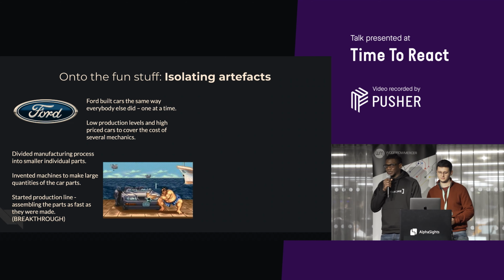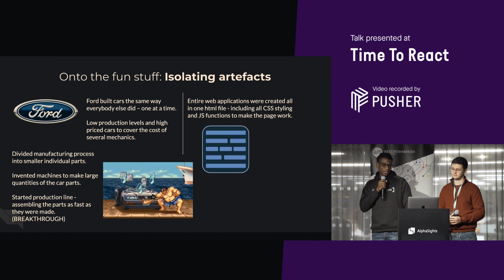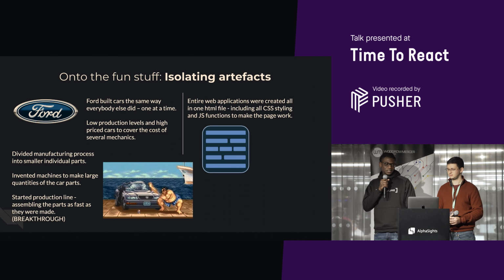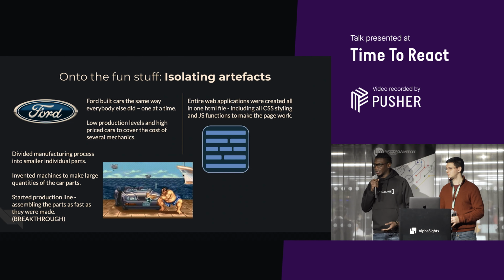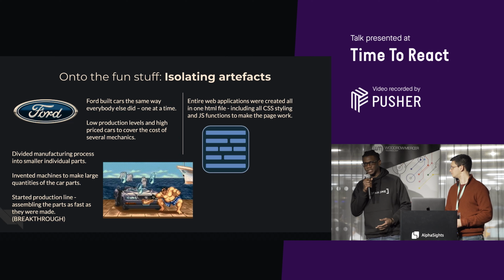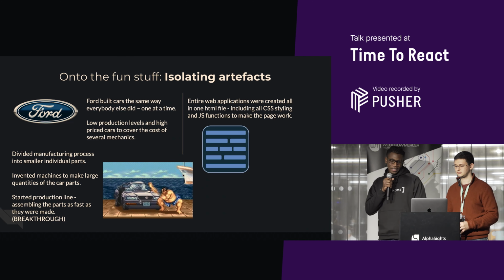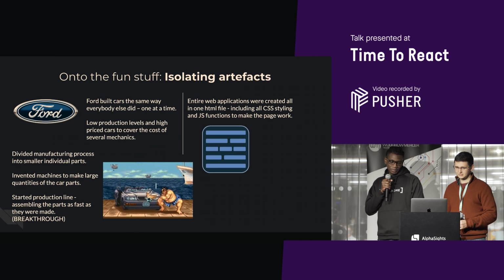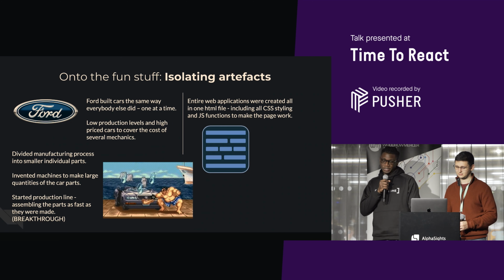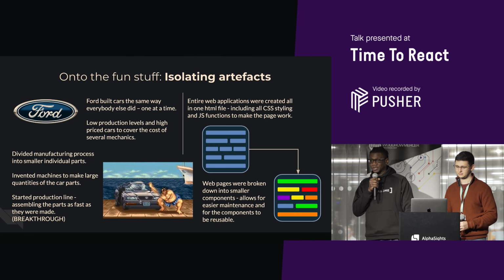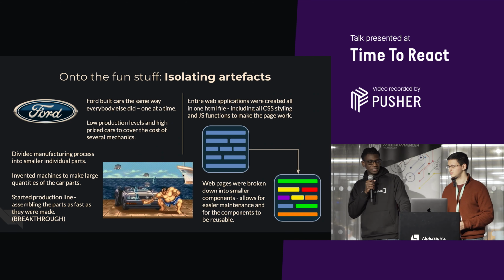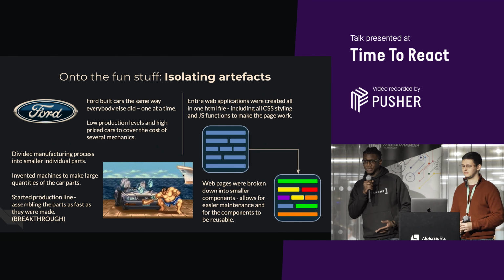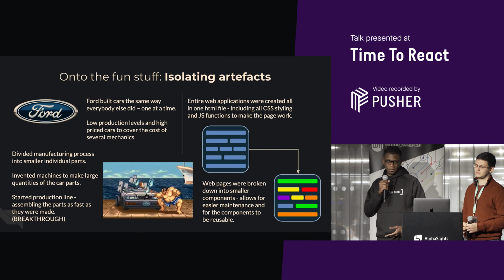Now, bringing that over to the web development side. Initially, web applications were created all in one HTML file, where you have your HTML code, your CSS for styling, and your JavaScript functions. And everything was created to tailor specifically to your web page. But then we've grown from that, and now we've realized the better approach is to split your web pages into components. Now, what are the benefits of these? These allow for easier maintenance of your components, and it allows them to be reusable.